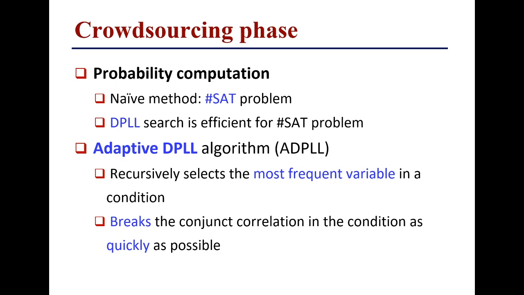The intuitive solution, called naive, to compute it is to evaluate all the variable value combinations of the variables, which is at least as hard as the #SAT problem. Meanwhile, DPLL, abbreviation of Davis-Putnam-Logemann-Loveland search, is a popular and efficient solver for the #SAT problem. As a result, we propose an adaptive DPLL algorithm for probability computation. DPLL recursively selects the most frequent variable in a condition and breaks the conjunct correlation in the condition as quickly as possible.